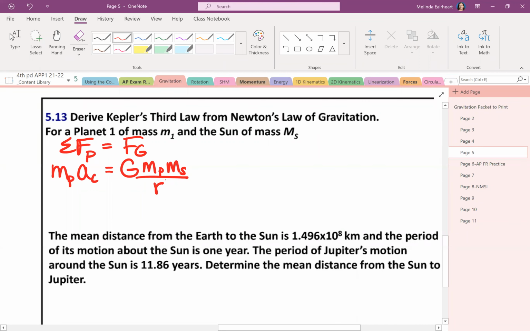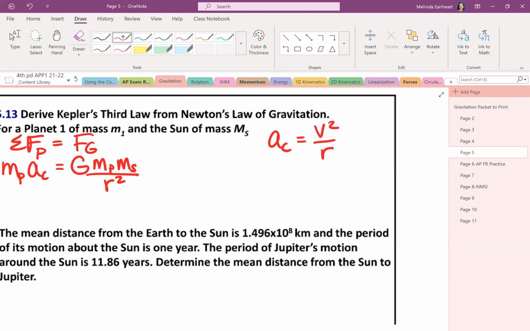R, is it squared or not squared for the force? It's squared, so know when to square and not to square. Well, we've got to get it to period. You've already seen that it's period based. And so I'm going to put acceleration, let's do it on the side here, is V squared over R. V is the circumference over period, and so it's going to be 2 pi r over period, all squared.